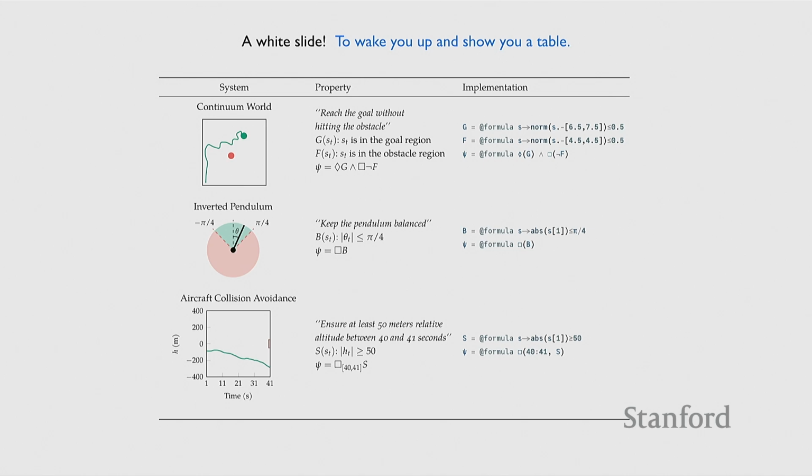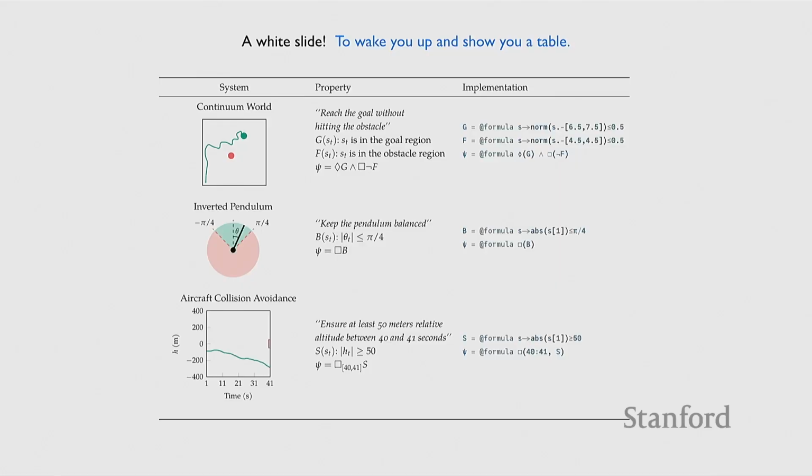Our property specifies that we want at least 50 meters of relative altitude between the time 40 and 41 seconds. So just at the very end, when they've lost their horizontal separation, we want to make sure that we have a big enough relative altitude. And so we will specify this predicate called S, which says that the absolute value of the relative altitude between the aircraft is greater than or equal to 50.